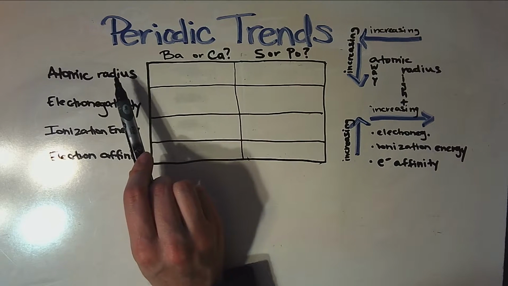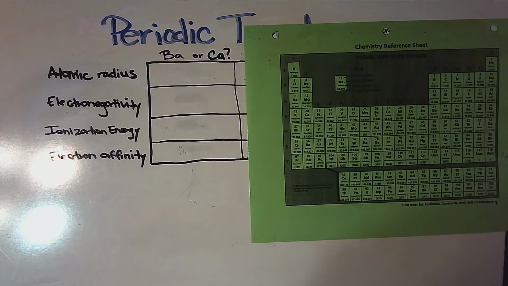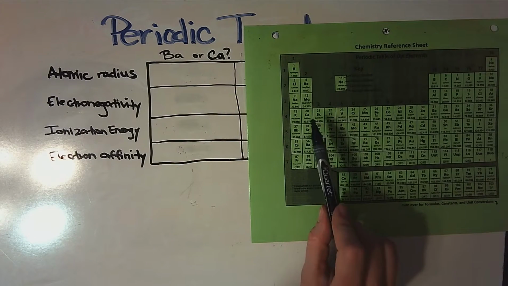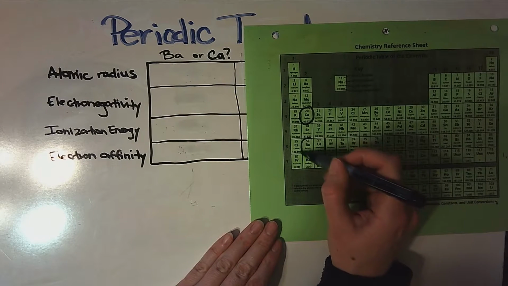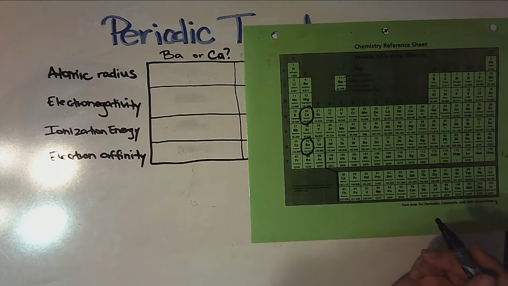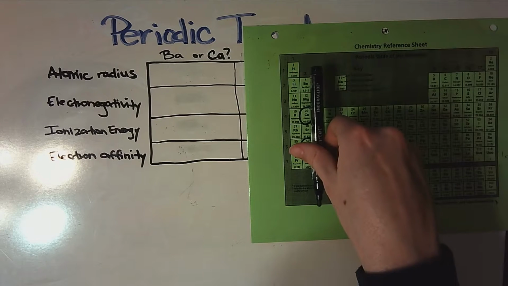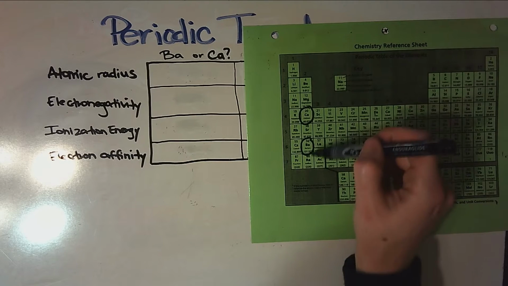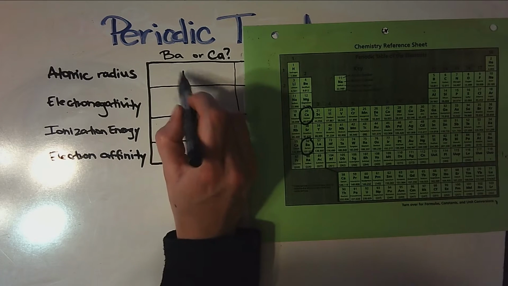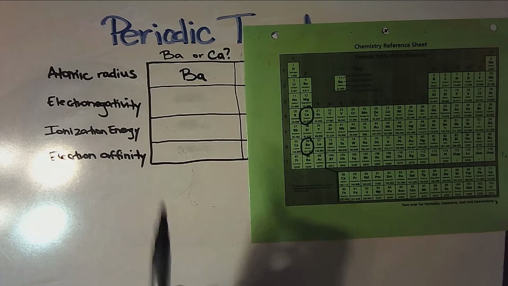Okay, so we have barium versus calcium. So which one has the larger atomic radius? First and foremost, I need to locate these atoms on the periodic table. So here's calcium, and here's barium. Atomic radius increases as you go down a group. So since barium is further down in the alkaline earth metals, it's going to have a larger atomic radius.